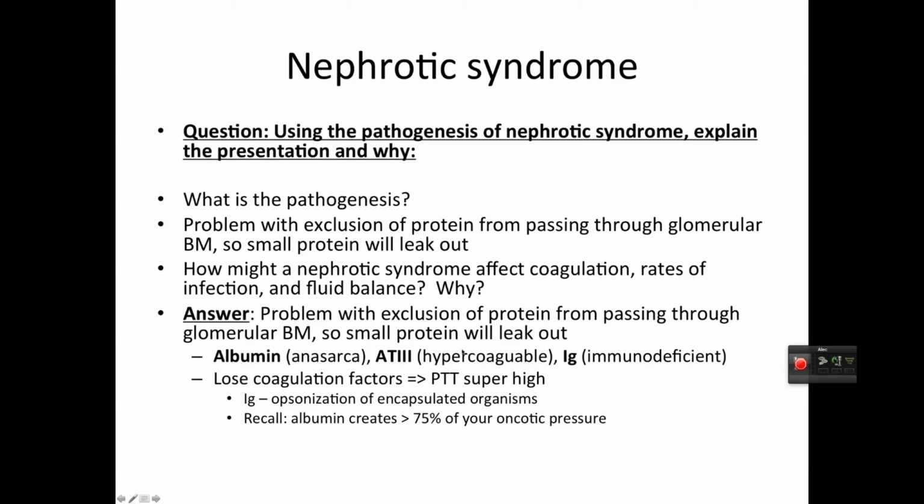You lose antithrombin 3, so it's odd, but you're actually hypercoagulable, even though you lose coagulation factors and your PTT is very high. This is weird, but these are things you can use to identify nephrotic syndrome, or things they may ask you on your test. You also lose immunoglobulin, so you're immunodeficient. But the picture I want you to have for nephrotic syndrome is that you're just losing protein. It's an exclusion problem. You can't exclude proteins from your urine.